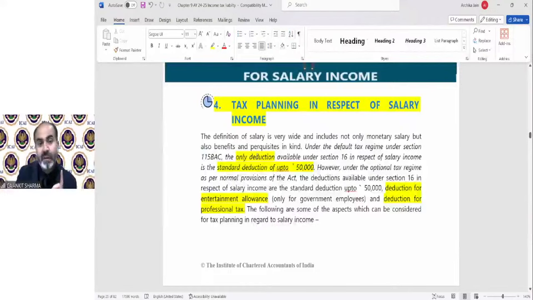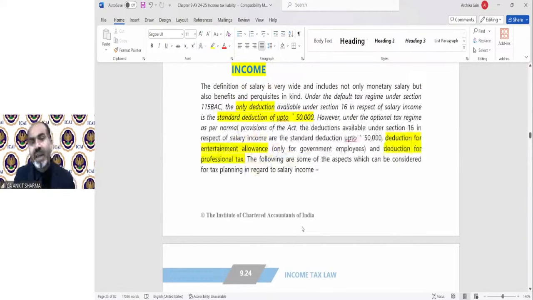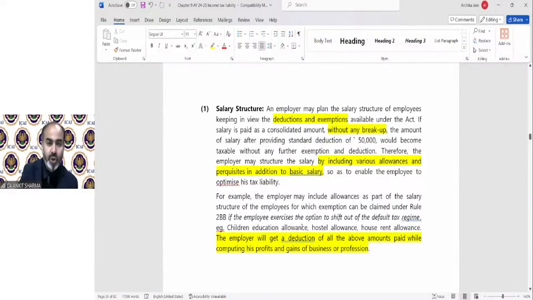The following are some of the aspects which could be considered. So these aspects are exactly everything you have gone through in the salary chapter. Nothing new. An employer may plan the salary structure of the employee keeping in view the deductions and exemptions available under the Act. If salary is paid as a consolidated amount without any breakup, the deduction will be only 50,000 rupees. Therefore, the employer may structure the salary by including various allowances and perquisites in addition to the basic salary so as to enable the employee to optimize his tax liability.